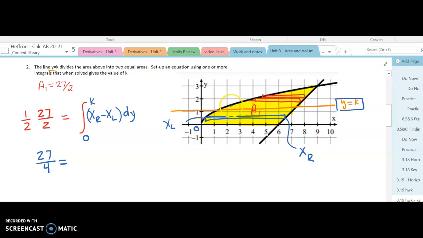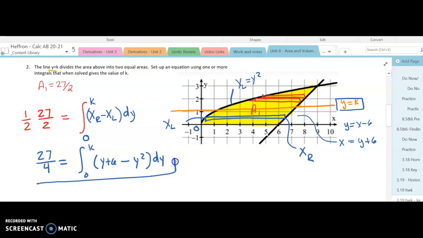We already had these solved. X on the left was equal to y squared. And x on the right, I believe, if this was y equals x minus 6, that would be x equals y plus 6. So we would have the integral from 0 to k of our right curve, y plus 6, minus y squared dy.